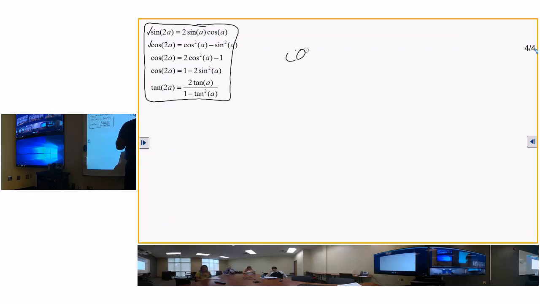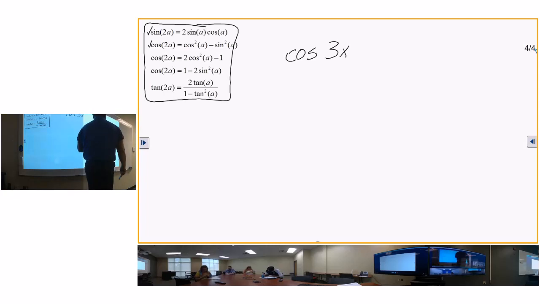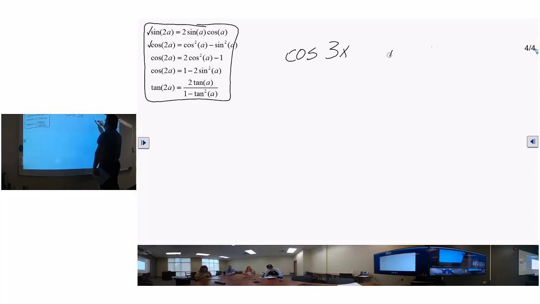Cosine of 3x. And in terms of cosine, I just want you to rewrite cosine of 3x in terms of cosine.